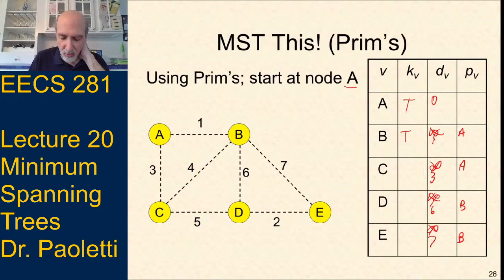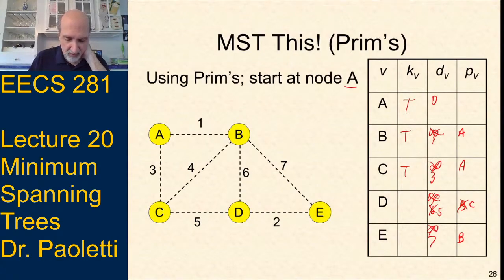Okay, go through the table. Step 1, find the smallest false one. Looks like C. C gets marked as true. Then we update the false neighbors. So D: C to D is a distance of 5. 5's better than the 6 in the table, so we get there from C. C to E is infinity, so that's not better than 7.